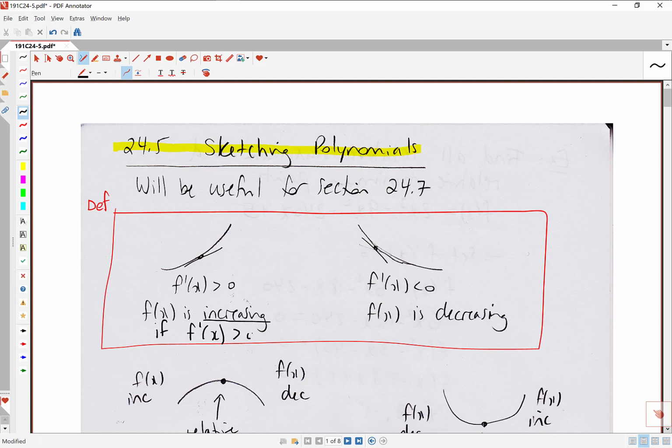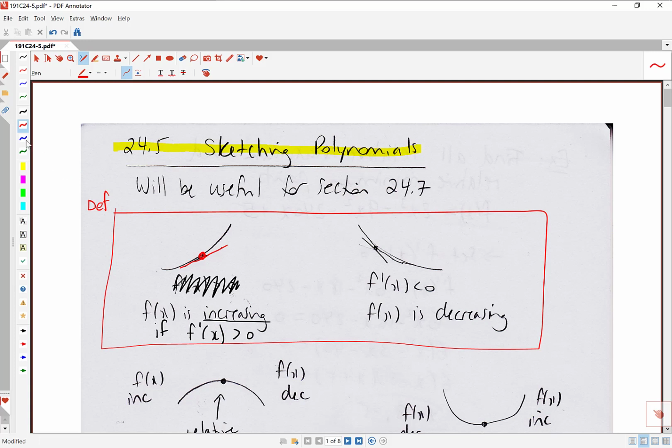I'm just going to rearrange the way that I'm writing that. When you look at this curve on the left, if you pick any point on there and you draw the tangent line, the slope of that tangent line is going to be positive because the curve is going up as we look at it from left to right. So we say in that situation, f of x is increasing, and the way we can identify that is if f prime of x is a positive number.